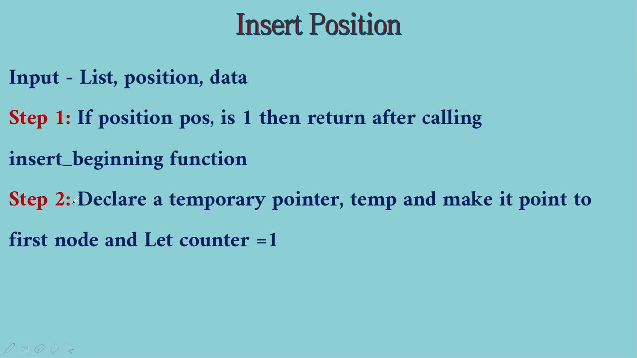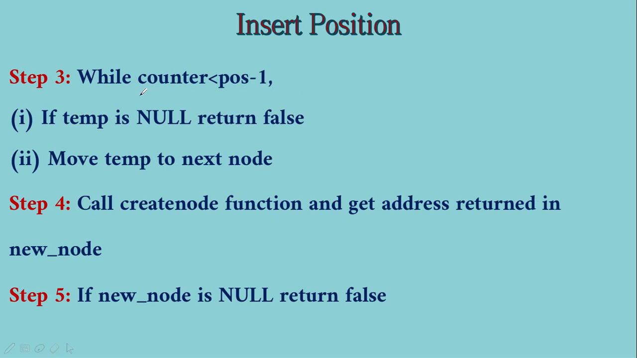And if not, we are coming to step 2 where we are going to declare a temporary pointer and make it to point to the first node, and also we are going to declare a variable counter and initialize that to 1. And then we are writing a loop where we are going to move the temporary pointer to point to the node at position minus 1. So we are writing while counter less than position minus 1, but we should take sufficient care so that your temporary is not null, right? So you take care that if temp is null, then you are going to return false, otherwise you are going to move temp to next node. Actually these two steps should be swapped, we will see during implementation, okay.